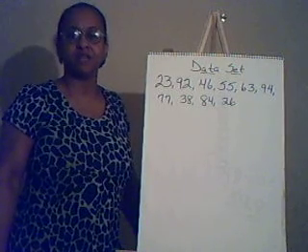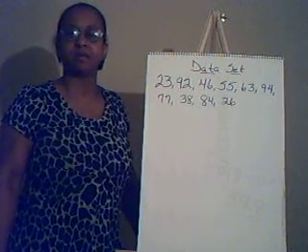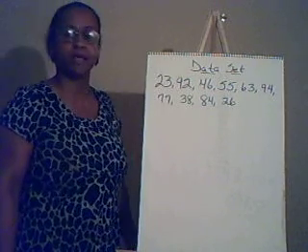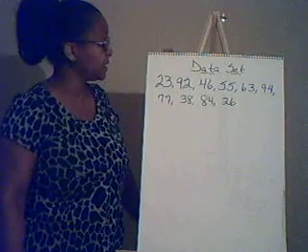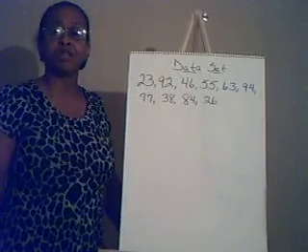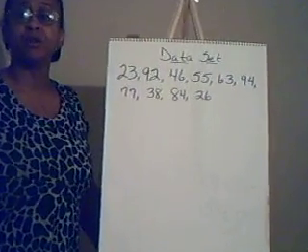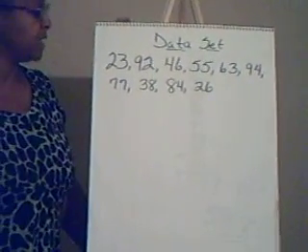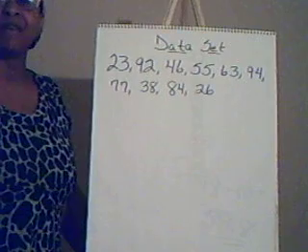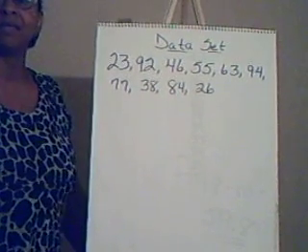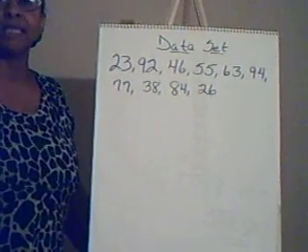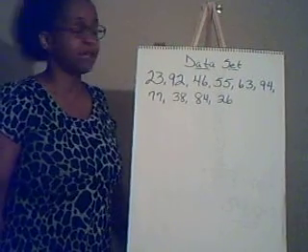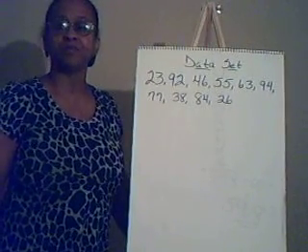How to calculate standard deviation in 6 easy steps. We will be using the following data set to actually calculate our standard deviation. Our data set consists of the numbers 23, 92, 46, 55, 63, 94, 77, 38, 84, and 26. These are the numbers that we will be using as our data set for this presentation.